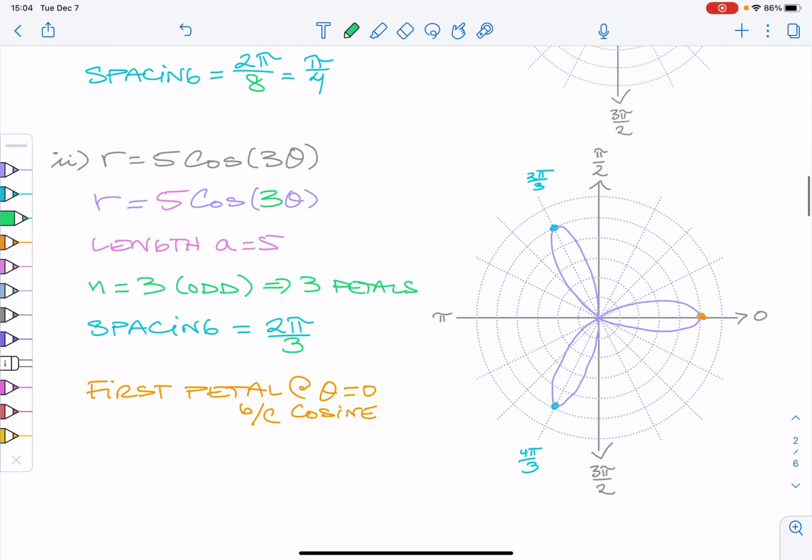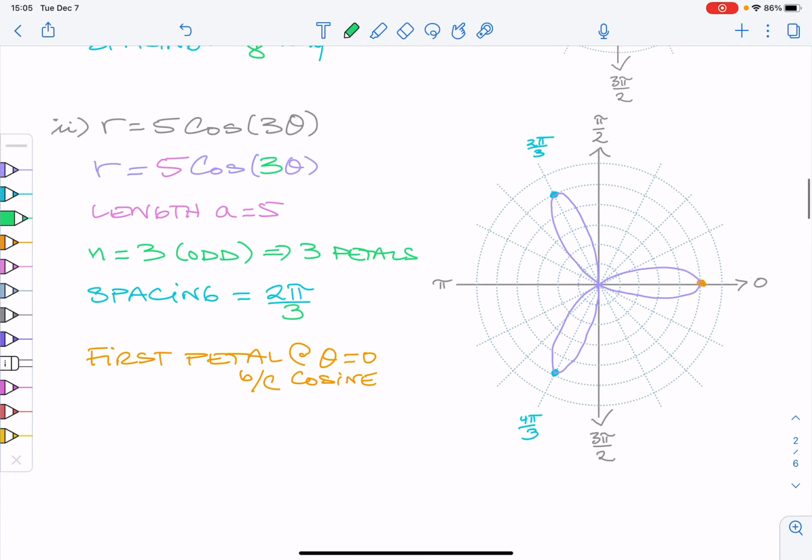Now let's do r equals 5 cosine of 3 theta. So in this case, a is 5, that's the petal length. Since n is 3, it's not divisible by 2, so I just have 3 petals. So the spacing is 2 pi radians divided by 3. So every 2 pi over 3 radians, we have a petal, and the first petal is at theta equals 0 because it's cosine.